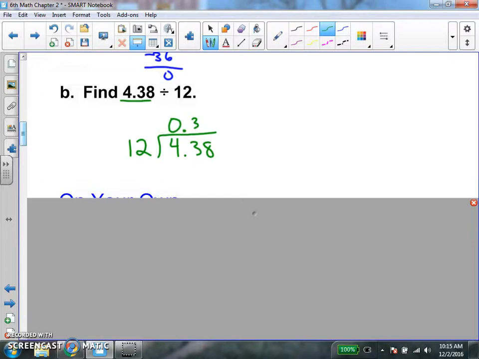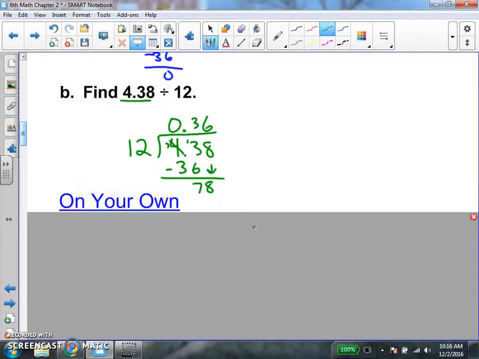And 12 times 3 is 36. I would subtract and come up. Well, I can't do that. I'd have to borrow. Comes a 3. 13 minus 6 gives me 7. 3 minus 3, 0. And bring down my 8. Okay, now I have to ask myself, does 12 go into 78? Yes, it does. 6 times.